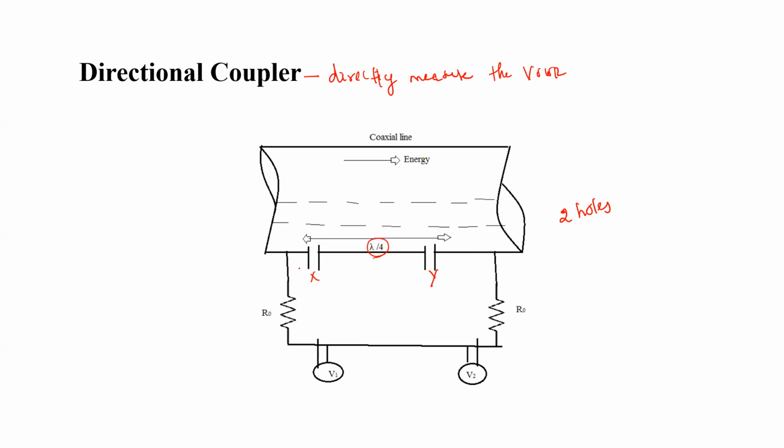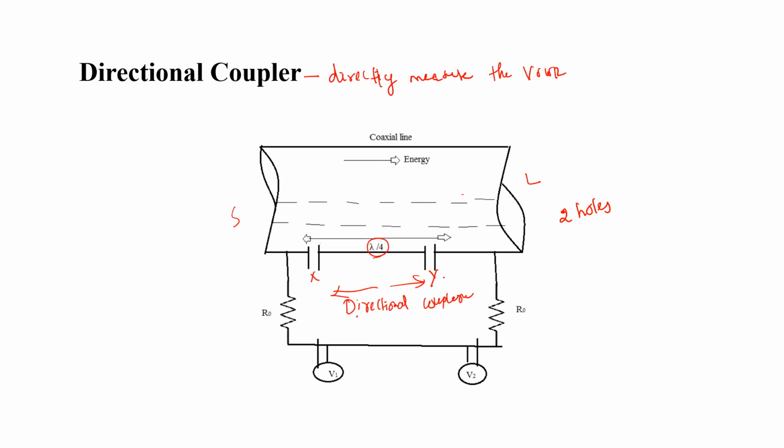Now, to these two holes, we are connecting a directional coupler. This is a directional coupler. We have connected this directional coupler across the two holes that we have made, which are separated by lambda by 4 in a coaxial cable. Now, through these holes, a part of the energy will be coupled into this directional coupler. A part of the energy that is passing through this coaxial cable from the source to the load will be coupled into the directional coupler through these holes X and Y. And it will be moving in either direction, towards the right as well as towards the left.